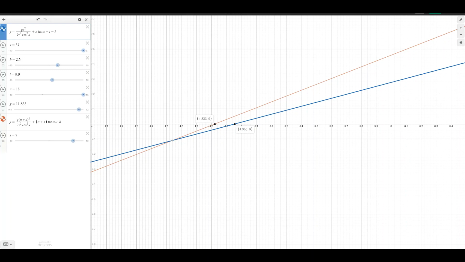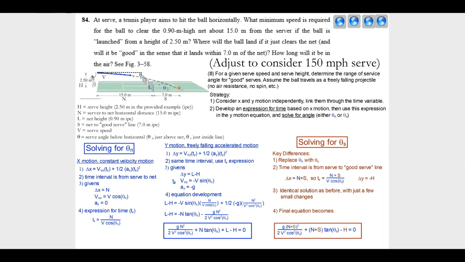And so perhaps we can use this simulation and this equation that we developed to try to see what the effect of topspin is on that ball. So there we go. That completes the video on projectile motion applied to a tennis serve.